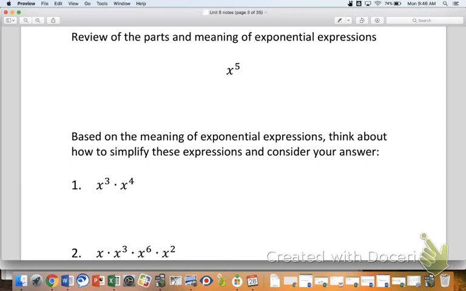All right, so let's do a little review, and then I'm going to have you guys do a little bit of thinking this morning. It says, review the parts and the meaning of exponential expressions. So, in this exponential expression right here, what do we call the x?